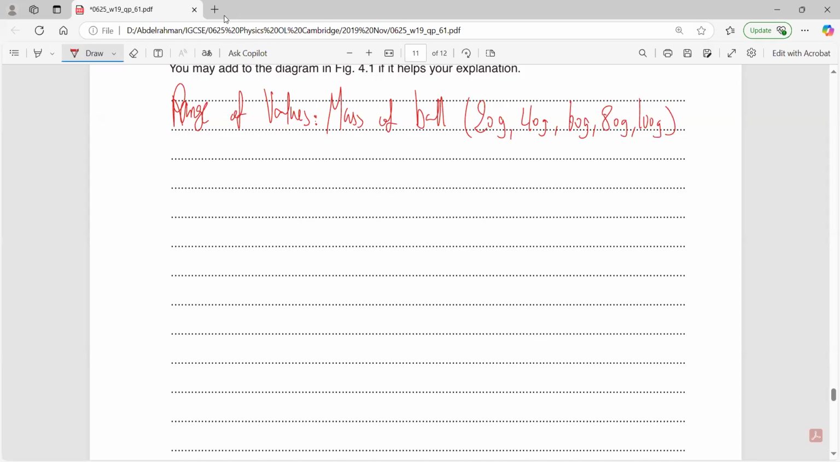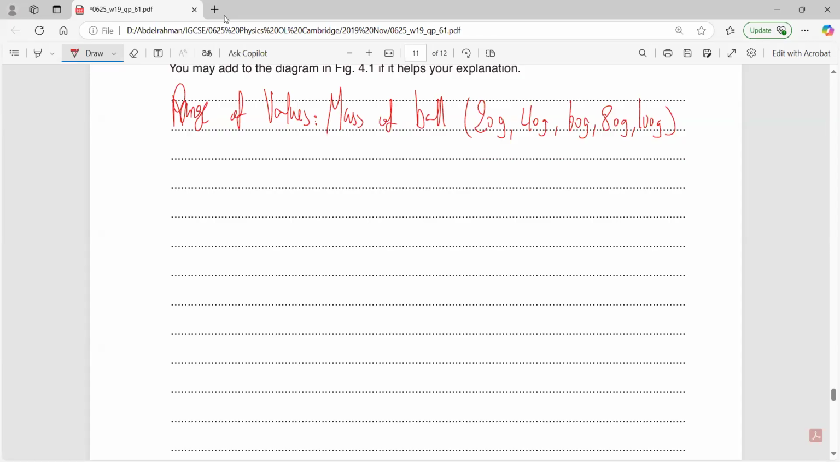If you go for, for example, the material of the ball, you need to state five different materials. Someone would say iron, someone would say glass, plastic, polythene, rubber. But they would all have the same mass. So the range of values is the independent variable that we are changing.